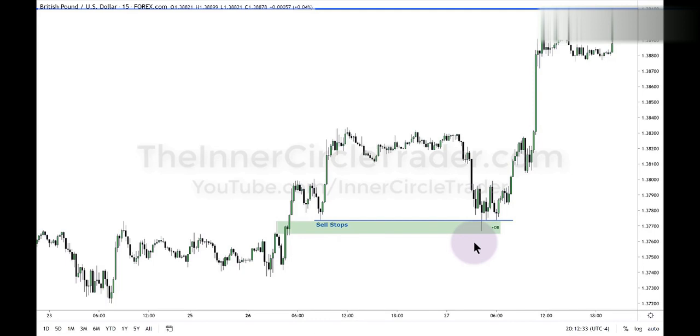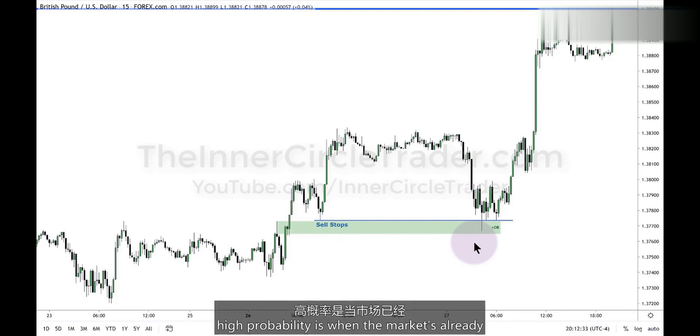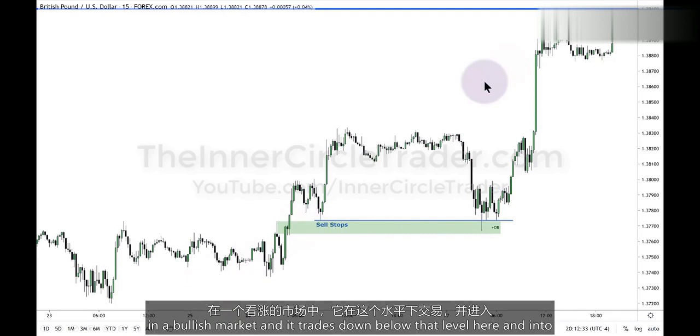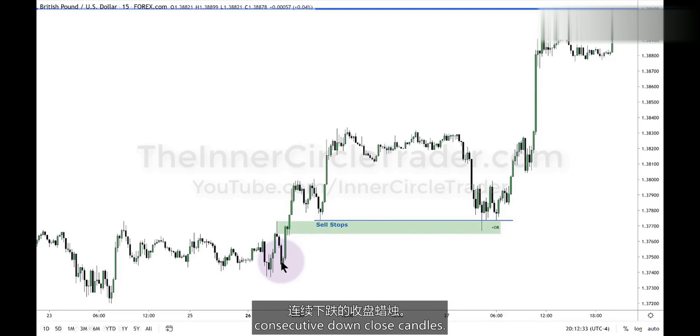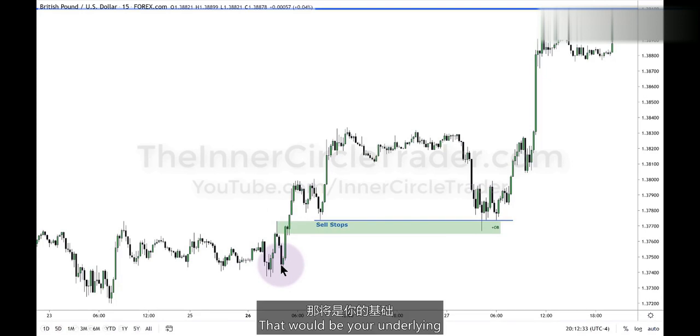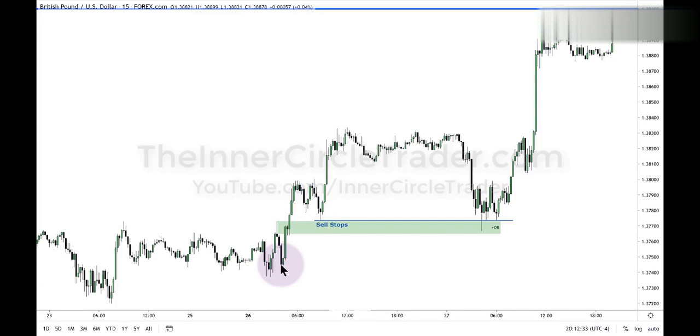So, to repeat, a bullish order block that's high probability is when the market's already predisposed to go higher. It's shown a willingness to go higher and leave this area here, and we have a short-term low. So it has stops in a bullish market, and it trades down below that level here and into consecutive down close candles. So you would be buying at the high plus the spread, and your stop will be below this low right there. And that would be your underlying risk.